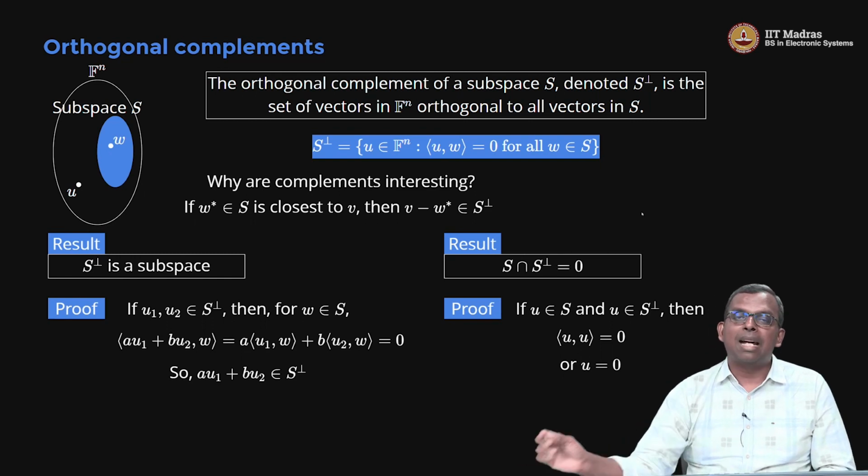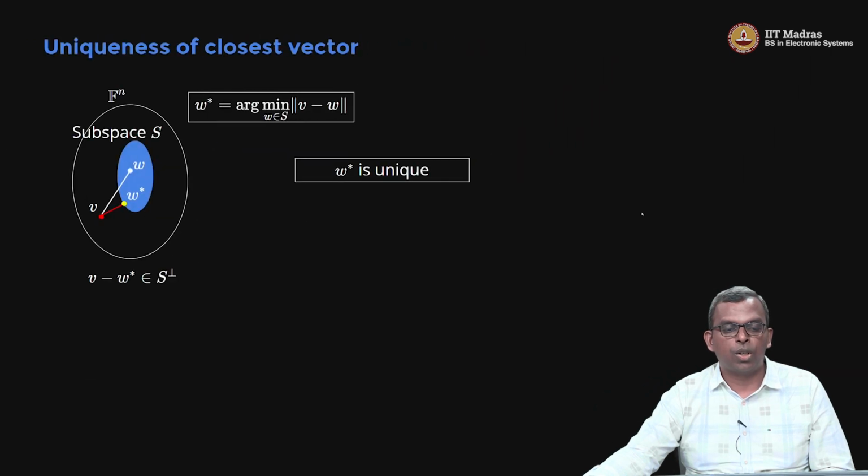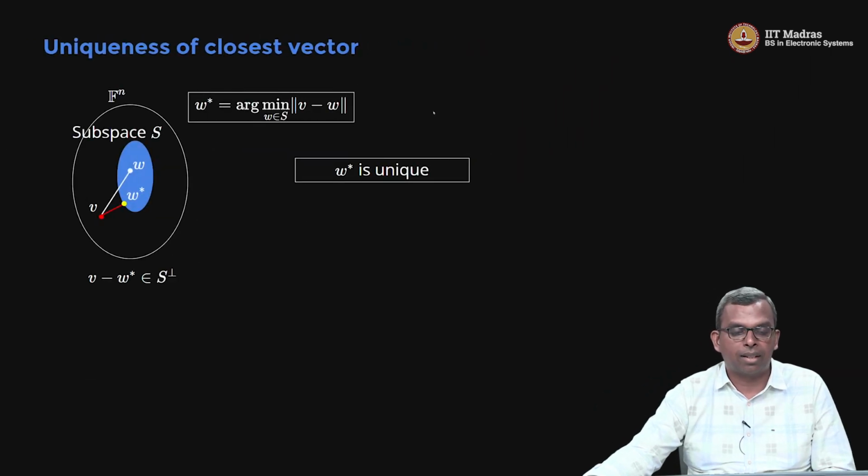This simple little understanding of S perp is enough for us to show that the w star is unique. That is what we are going to show: the uniqueness of the closest vector. So, this was the problem. We had Fn, we had a subspace S and a vector v which is outside of the subspace, let us say, and then this w star is closest to v in the subspace.